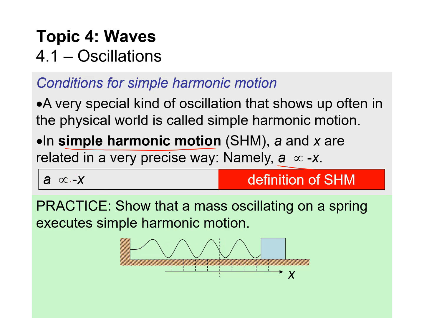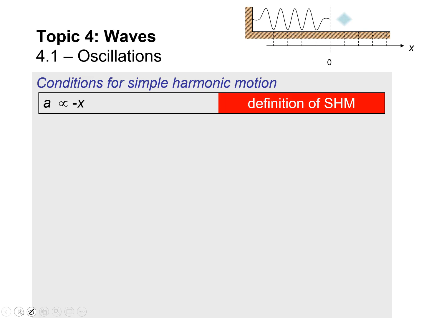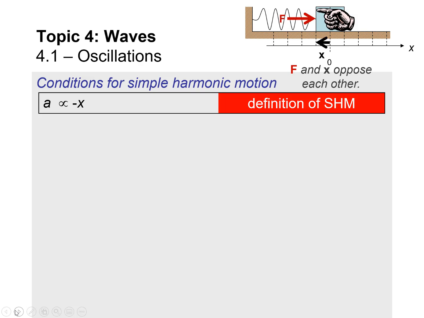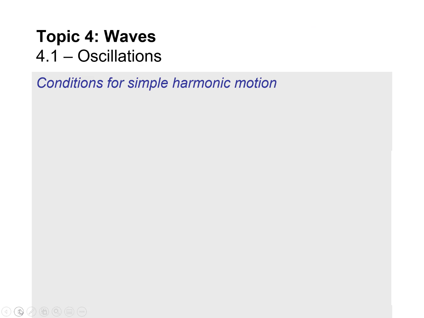Keep in mind that negative sign just tells us the direction of the acceleration is opposite the displacement. We can see that here. If we displace our spring to the right, our force is to the left, so our acceleration is to the left. If we displace our spring to the left, the force is going to be to the right. So anytime we have a restoring force of this form, we always get simple harmonic motion.